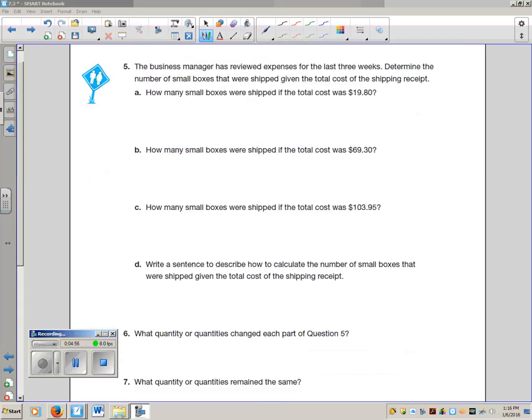Next page, 5. The business manager has reviewed expenses for the last 3 weeks. Determine the number of small boxes that were shipped given the total cost of the shipping receipt. Total cost is $19.80. Each box is $4.95. How can we figure out the number of boxes? Are we going to multiply or are we going to divide? Right, we are going to divide.